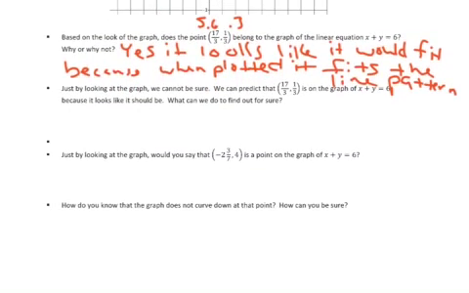Now, just by looking at the graph on the next question, we cannot be totally sure. So we can predict that 17/3, 1/3 is on the graph of this equation because it looks like it should be. But what can we do to find out for sure? Well, as always, to find out for sure, what you're going to do is plug it into the equation. So I'm going to say plug into equation.